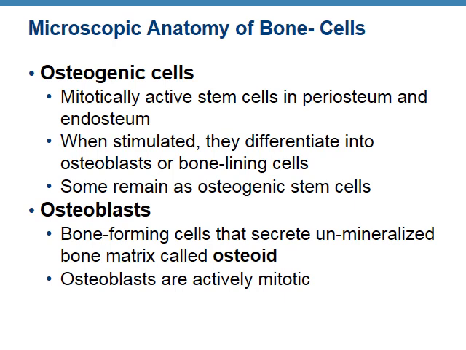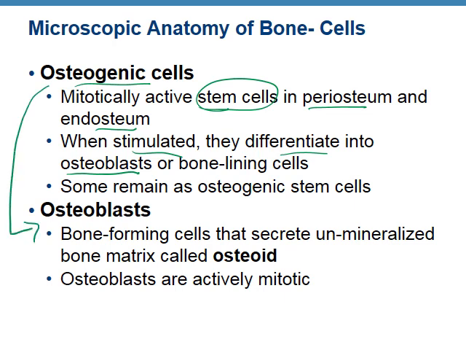So even more information. Osteogenic cells, these are stem cells. They're located in the periosteum and the endosteum. When stimulated, they are going to differentiate into osteoblasts. So osteogenic cells become osteoblasts. We still have to have some remaining stem cells. This is very similar to when we looked at the skin and we looked at the stem cells which generated more keratinocytes.